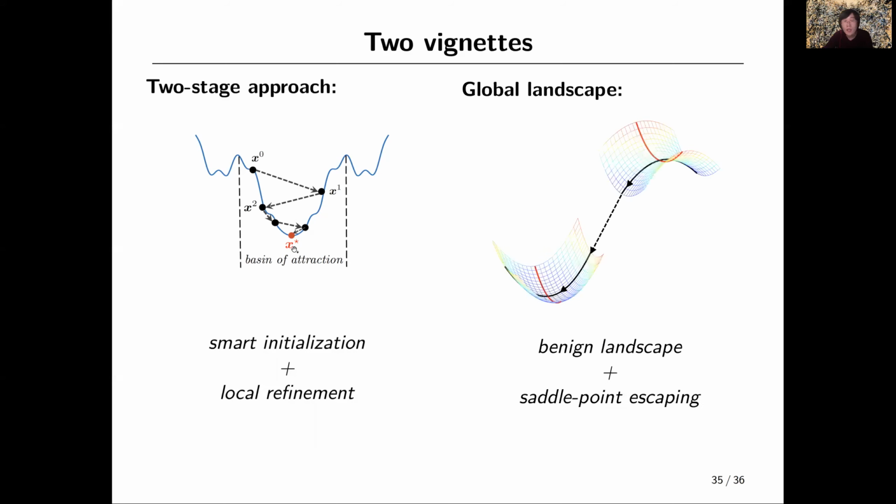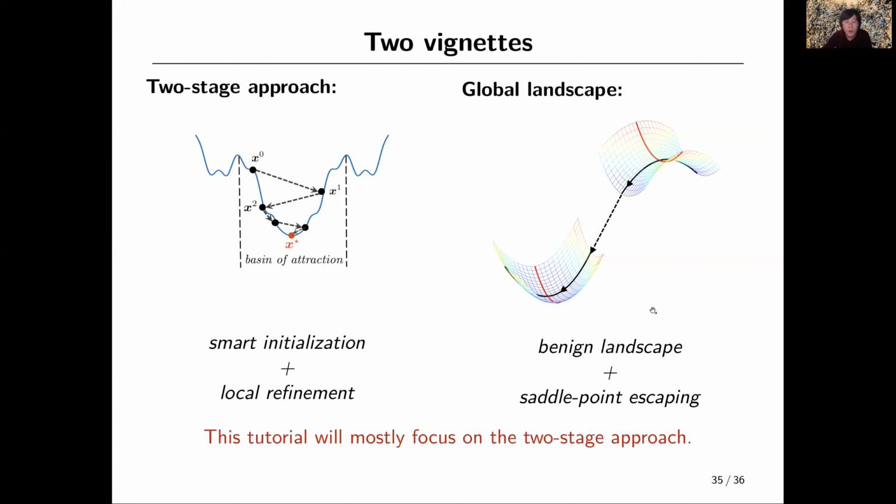Okay. On the other end, there is another paradigm that focuses on analyzing the global landscape. In this approach, typically, people will extract some nice geometric property, where, for example, all the local minima are also global minima, and the only other critical points beyond local minima are strict saddle points. Therefore, as long as you can come up with good algorithms that can escape strict saddle points and converge to local minima, you can essentially ensure the global convergence of this non-convex approach.